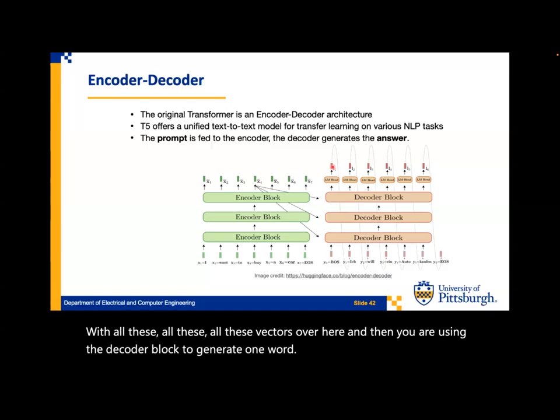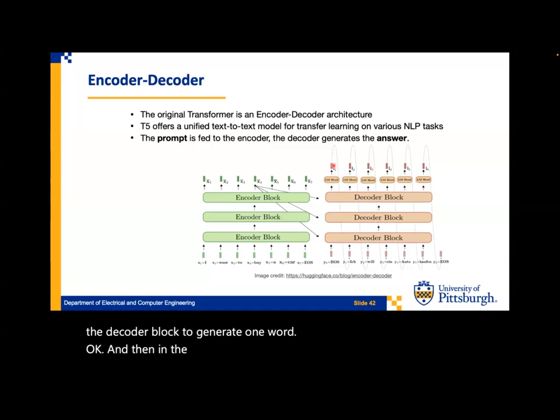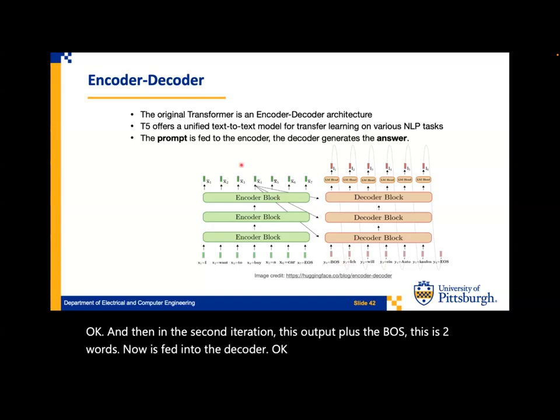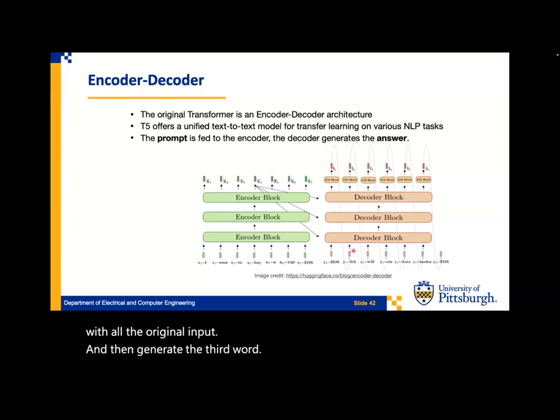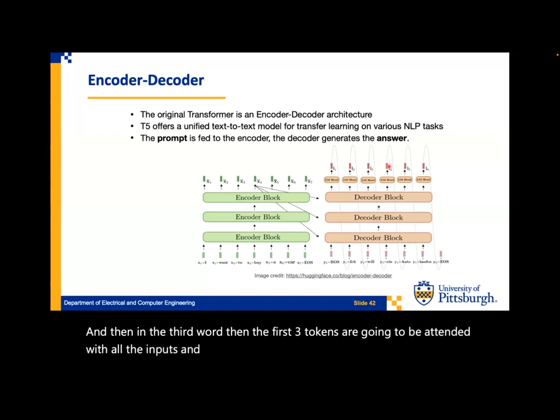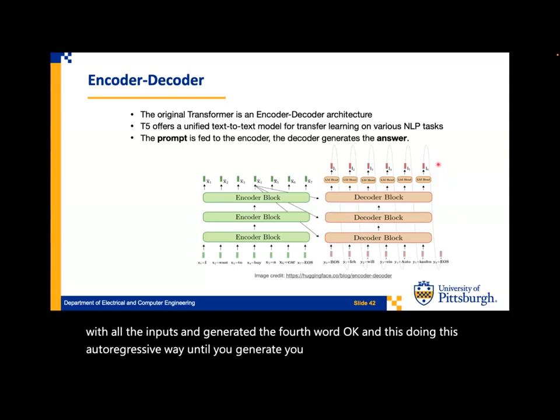Okay. And then in the second iteration, this output plus the BOS, this is 2 words now, is fed into the decoder. And then also it's going to attend with all the original input, and then generate the third word. And then in the third iteration, the first 3 tokens are going to be attended with all the inputs and generate the 4th word. And you do this in an autoregressive way until you translate the whole sentence.